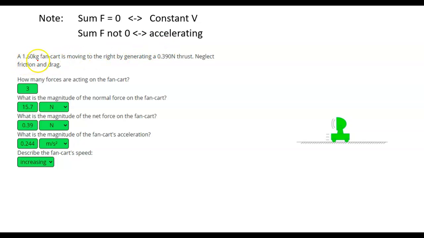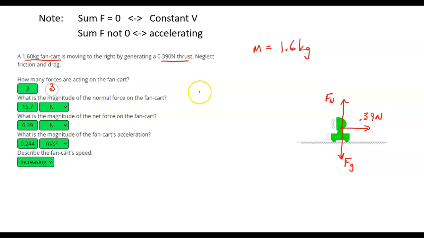Okay, a 1.6 kilogram fan cart. They just gave us the mass. Mass is 1.6 kilograms. It's moving to the right. It's got 0.39 newtons of force. So we've got a force to the right of 0.39 newtons. Neglect friction, neglect drag, how many forces are acting on the cart? So we always are going to have this gravitational force, as long as we're on Earth, and we're going to have an upward normal force in this case because we're resting on the surface. So our total number of forces is 3.